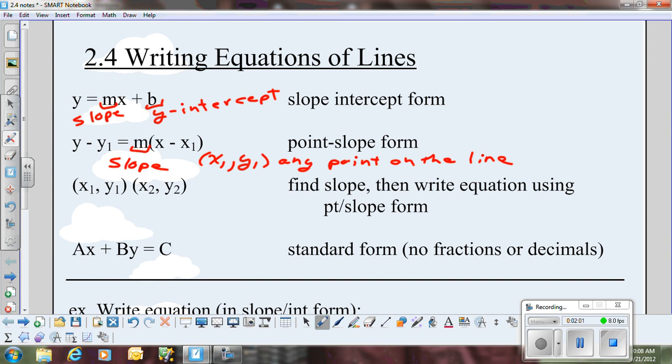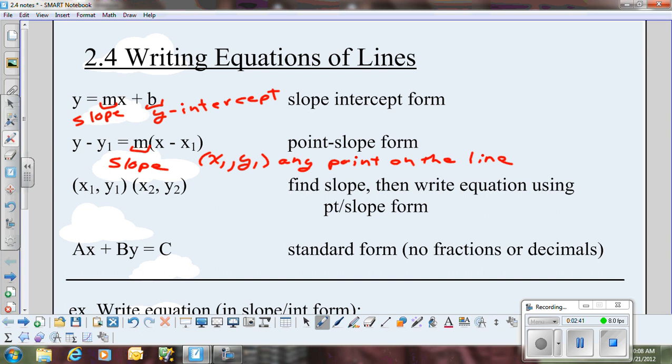The next one we're not going to use today, but on the second half of this, if you know any two points that are on a line, x1, y1, x2, y2, to find the equation of that line, you're going to first find the slope, which you know how to do. That formula that I said needs to be burned in your memory forever: y2 minus y1 over x2 minus x1. And then you're going to write an equation using the point-slope form. So first you're going to find your slope. Use either one of those points, doesn't matter which one, and you'll write your equation.